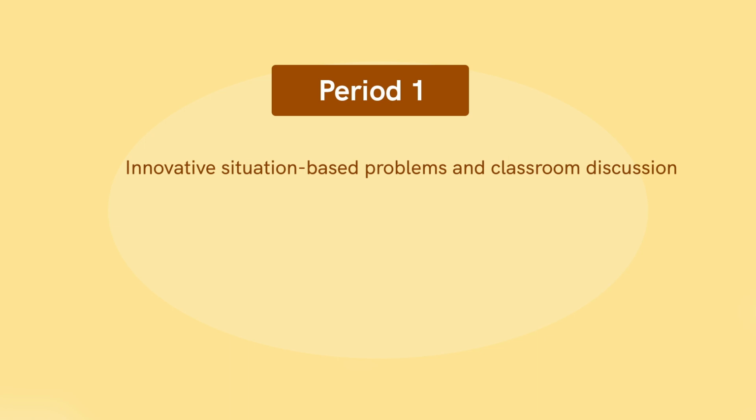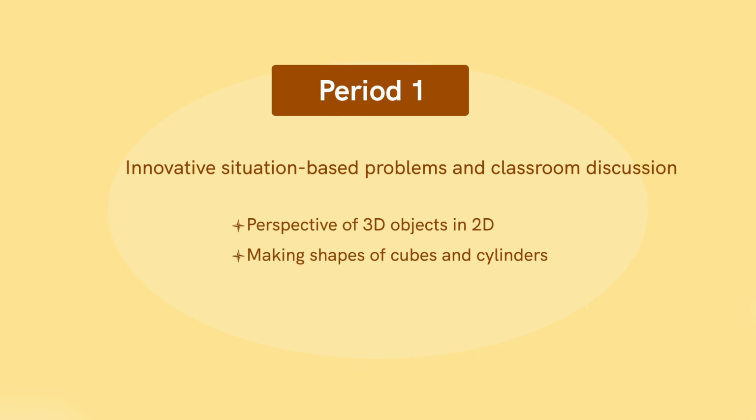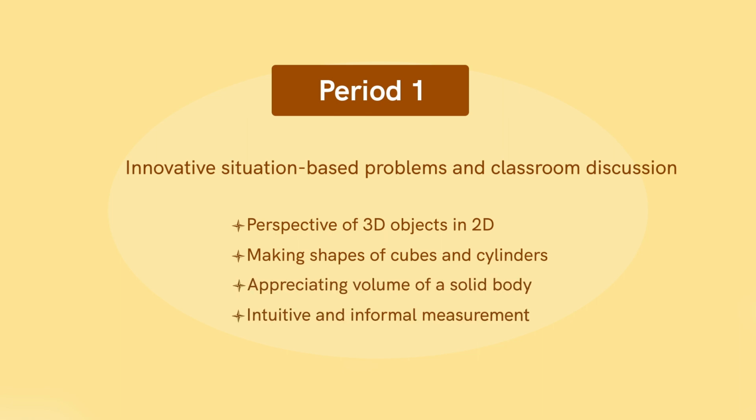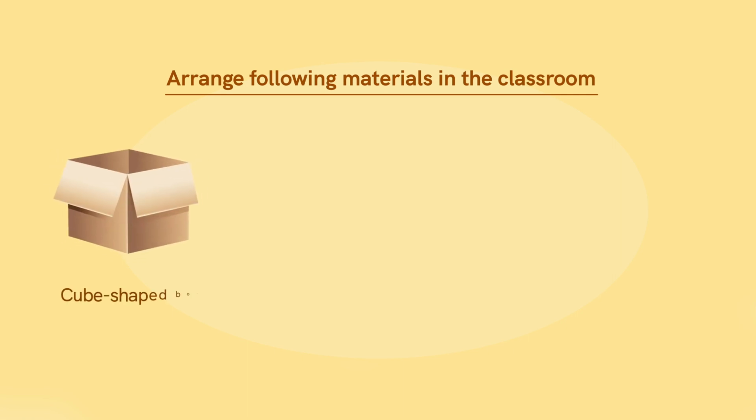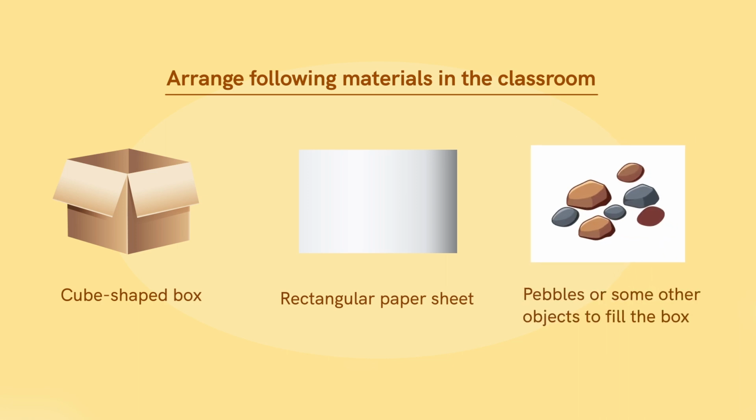This will help students to gain perspective of 3D objects in 2D, making shapes of cubes and cylinders, appreciating volume of a solid body, intuitive and informal measurement. In order to start with the lesson, we need to make some arrangements in the classroom. We will need a cube-shaped box and a rectangular paper sheet. Along with this, we will also need some pebbles or some other objects to fill the box.